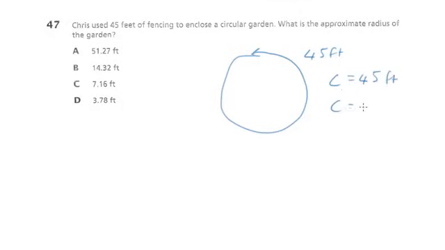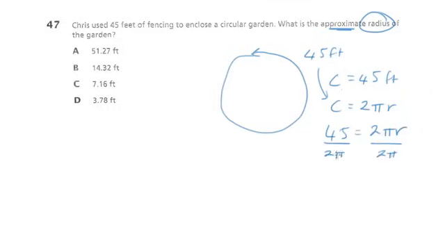We also know the formula for circumference is 2 pi r. So in this case, we're asked for what's the approximate radius. And so what we're going to do is plug in the 45. So we've got 45 equals 2 times pi times r. Okay, so now to get r on its own, we're going to divide by 2 pi. Divide by 2 pi on both sides. Now the reason we do this is because we want to get the r on its own. And so that's what happens over here.